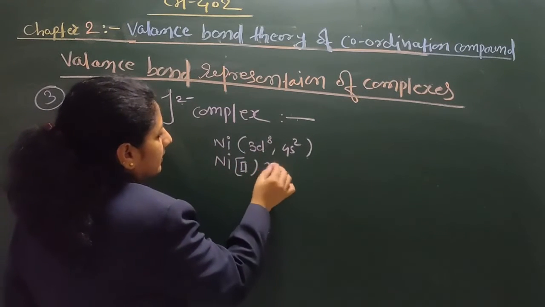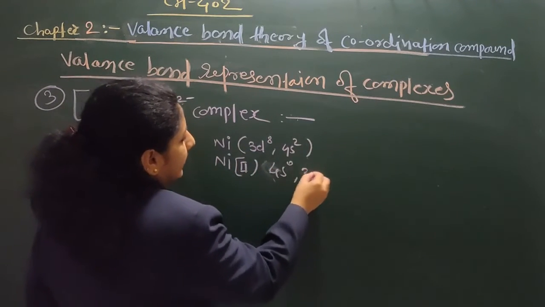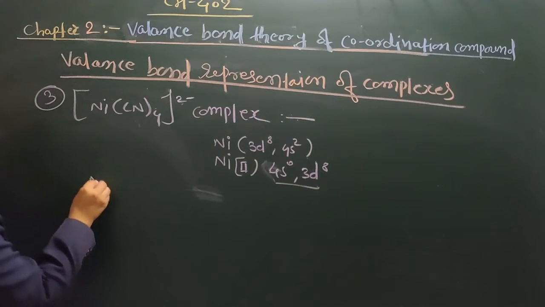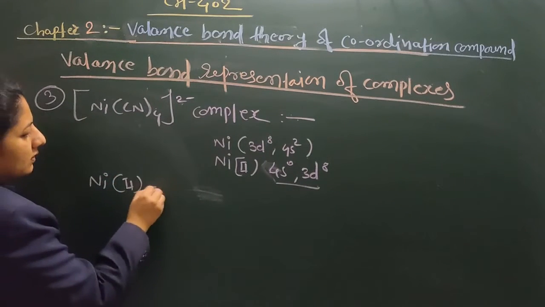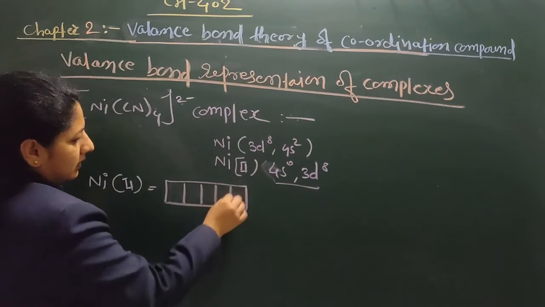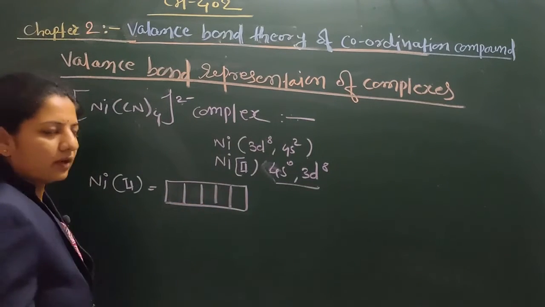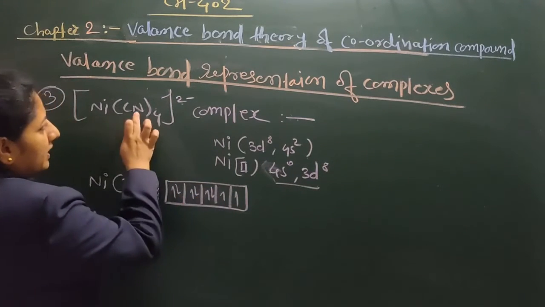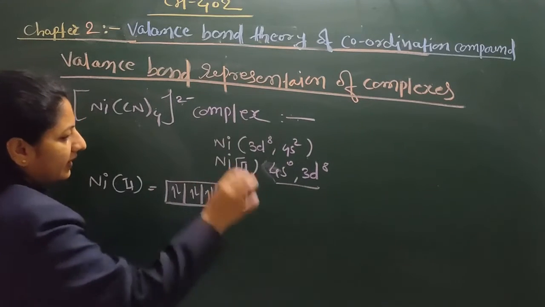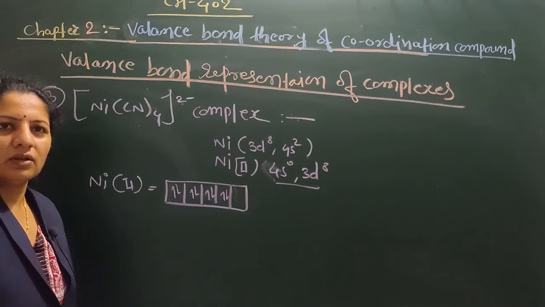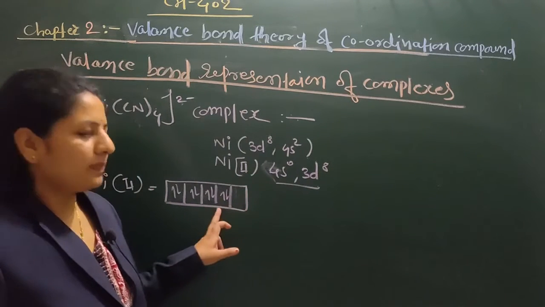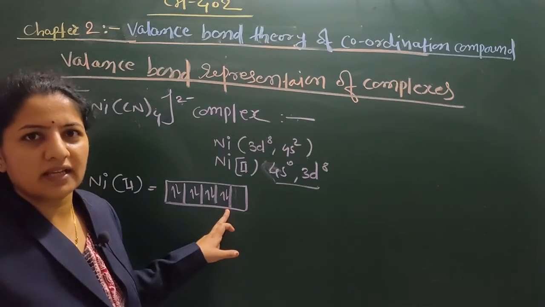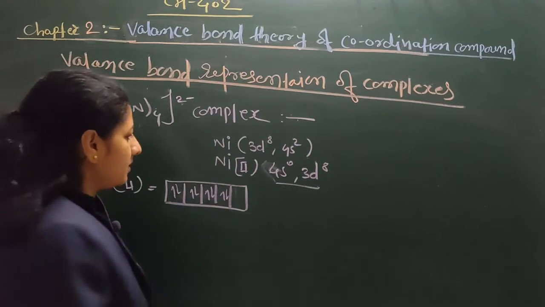So for 2+, that is 4s0 and 3d8. Here if we write like that, 1 2 3 4 5, we have to enter first in that orbital and after that in that orbital. But here cyanide is a strong field ligand, so it will pair the electrons. It does not keep a single electron in the respective orbital. Likewise in the nickel tetrachloro complex, the chlorine is a weak field ligand, whereas here cyanide is a strong field ligand, so that's why it will get paired.